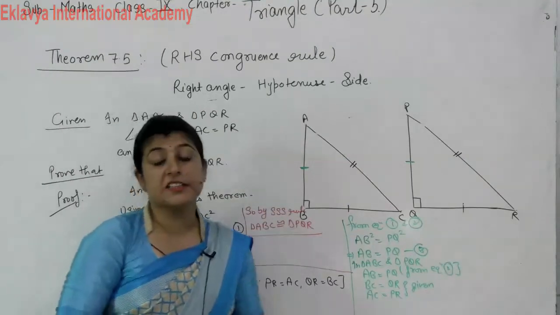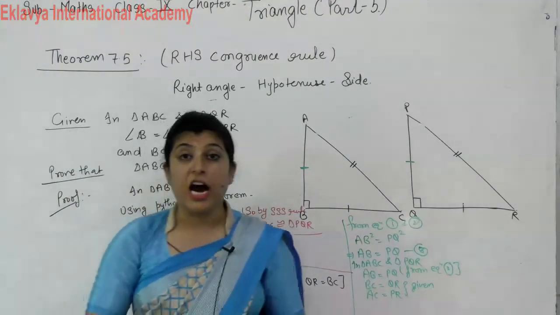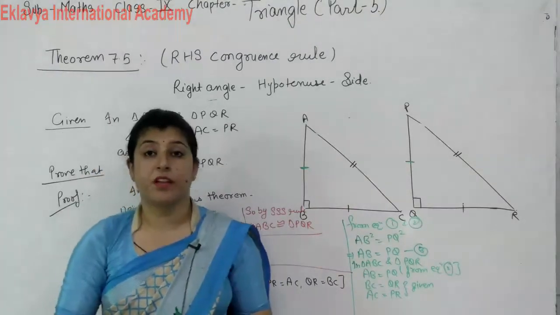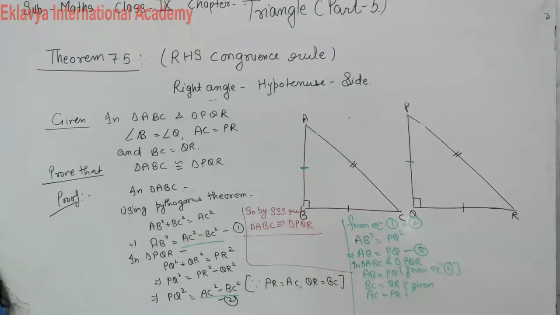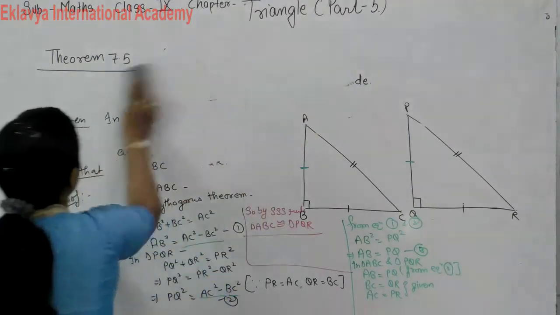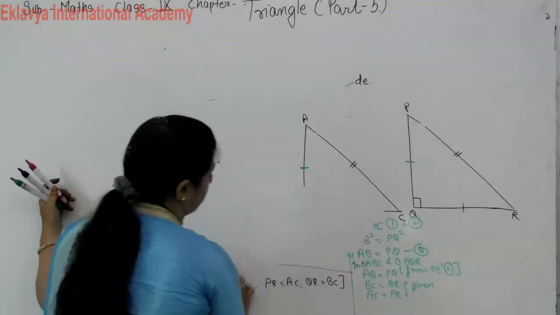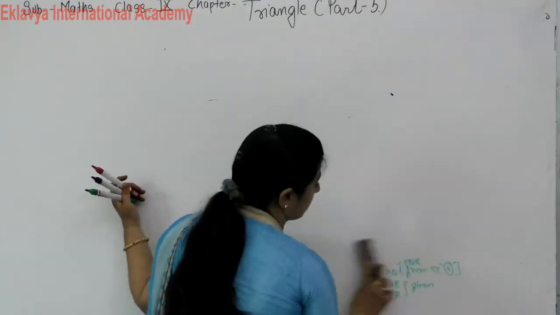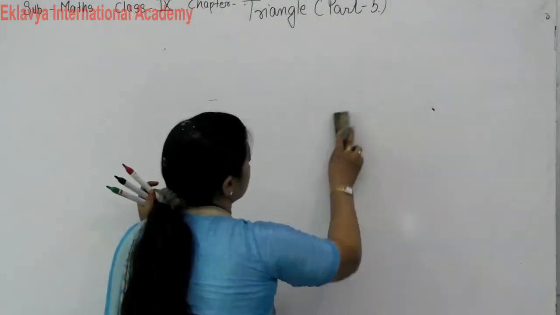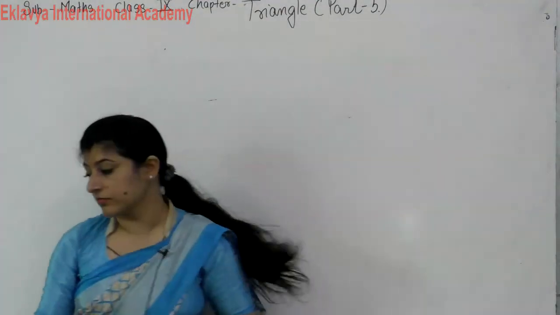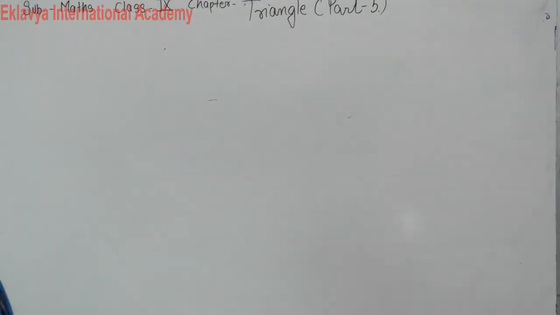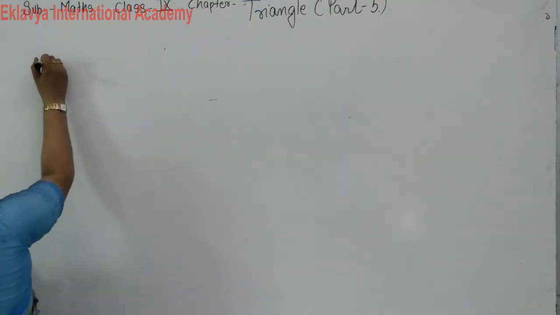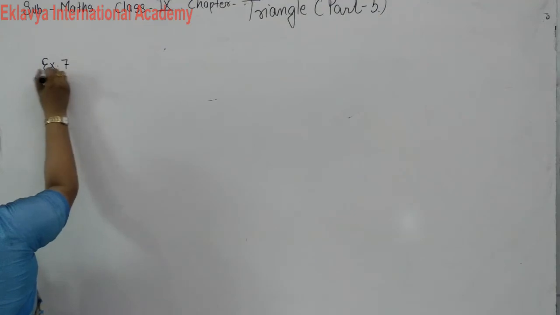What does RHS stand for? RHS stands for right angle hypotenuse side. Now we will discuss one example related to this. Example number 7.